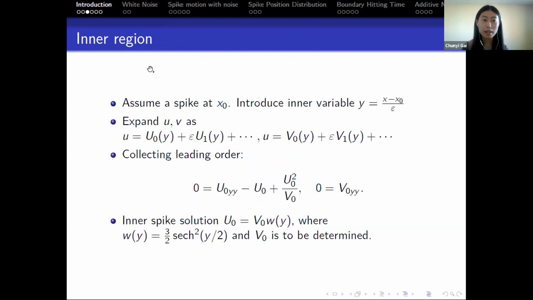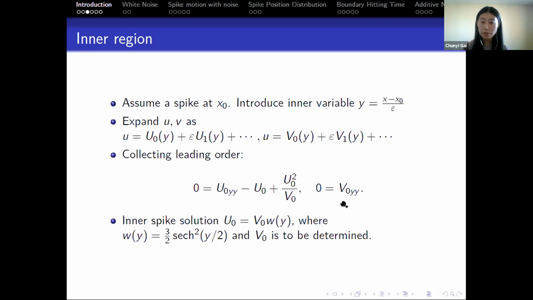Basically, we consider the whole domain in two parts. One is called the inner region, which is the region that contains the spike. The other part is called the outer region. In the inner region, since the extent of the spike is order epsilon, we introduce an inner variable, y equals (x minus x0) divided by epsilon, where x0 is the location of the spike. Then by expanding U and V and collecting the leading order terms, we get this system.